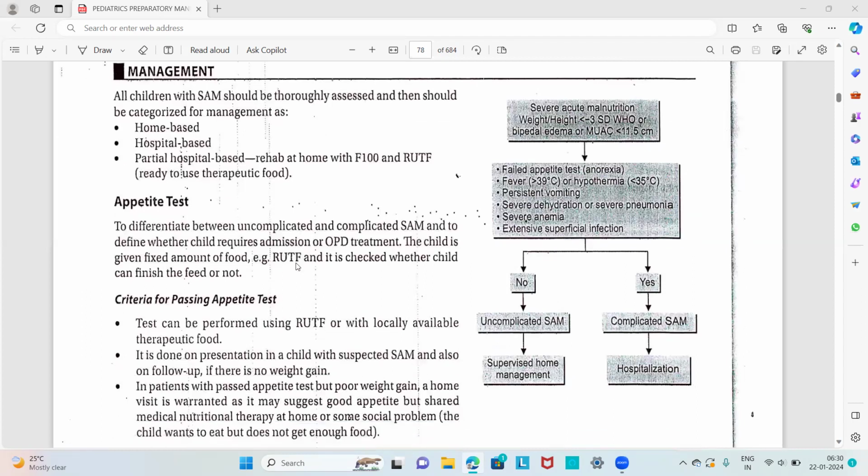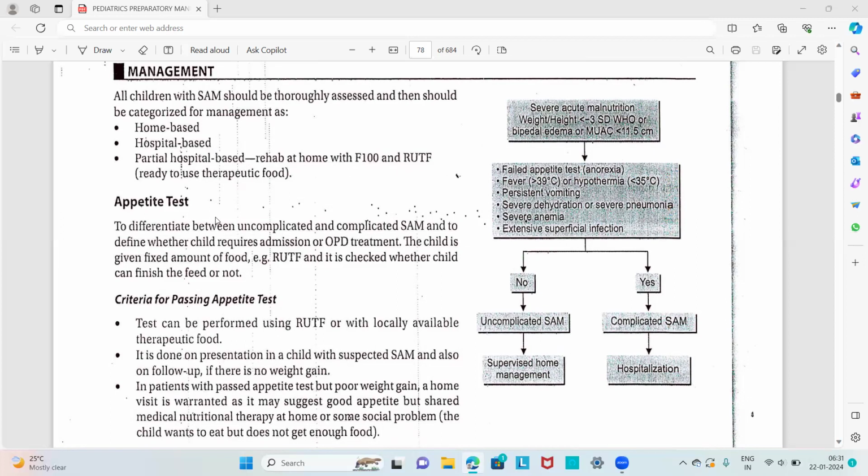And then the major topic is the management of severe acute malnutrition. All the children with severe acute malnutrition should be thoroughly assessed and then categorized for management as home-based, hospital-based, partially hospital-based, rehab at home with the F100 and ready to utilize therapeutic food. So these are the management options. So we have to thoroughly assess the child and then categorize for management as home-based, hospital-based, and partial hospital-based rehab at home with the F100 and RUTF.